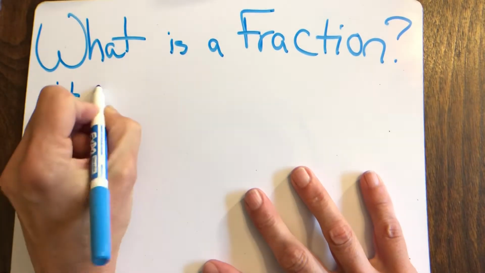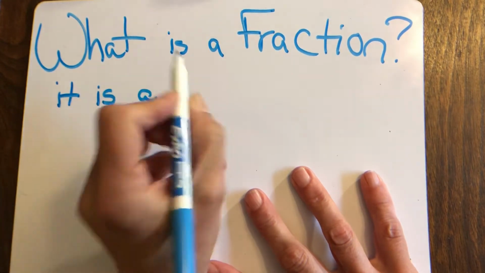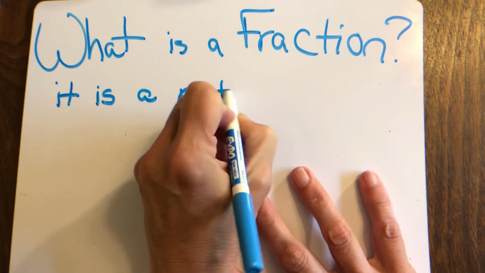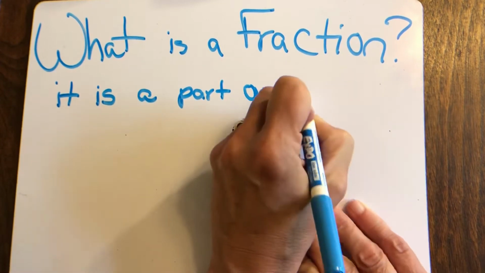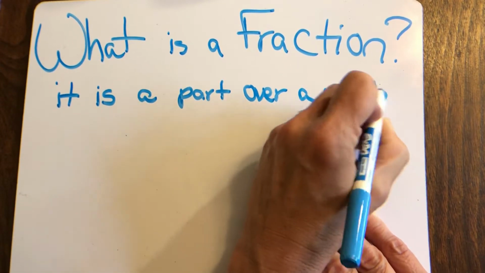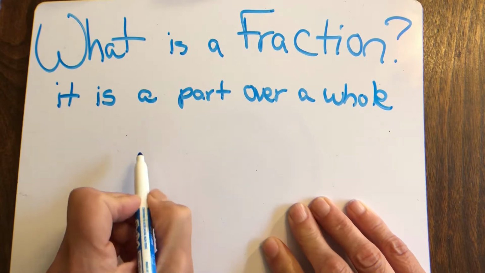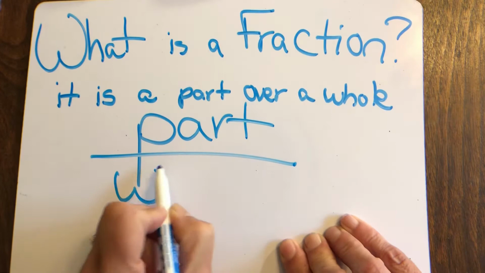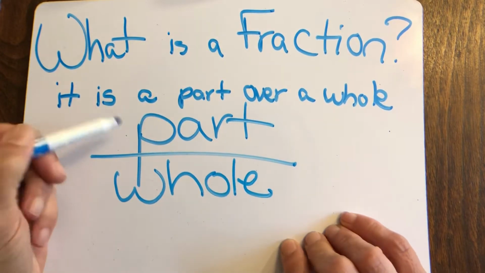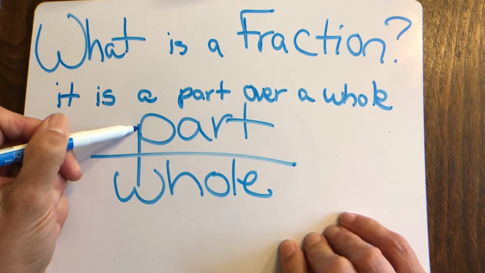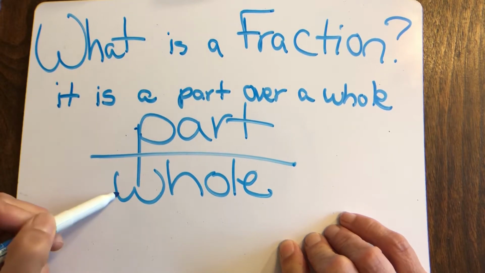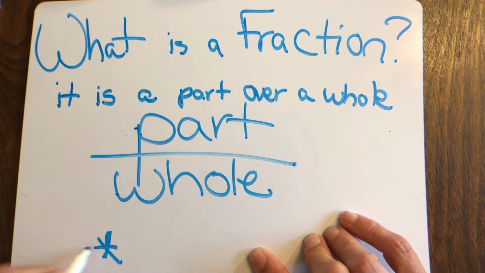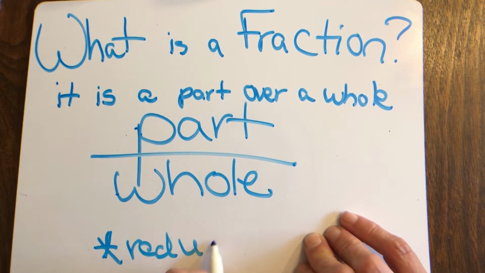It is a part over a whole. And then I want you to write underneath that really big, part over whole. So the numerator, top number, is the portion that we're talking about. The bottom number, the denominator, is the whole. And don't forget that we have to reduce them. Okay? They have to be reduced.